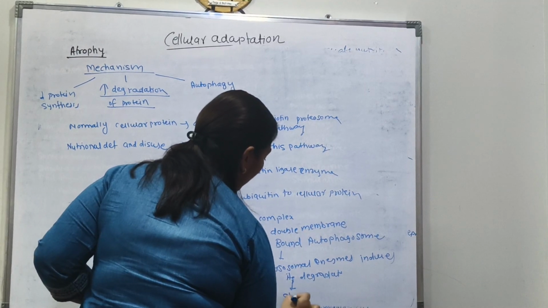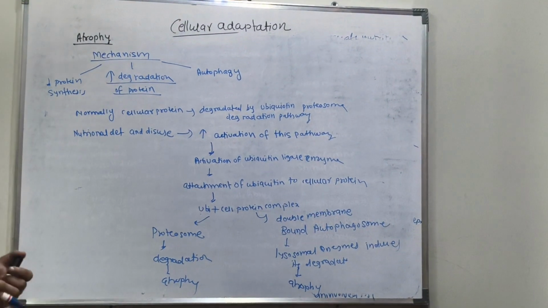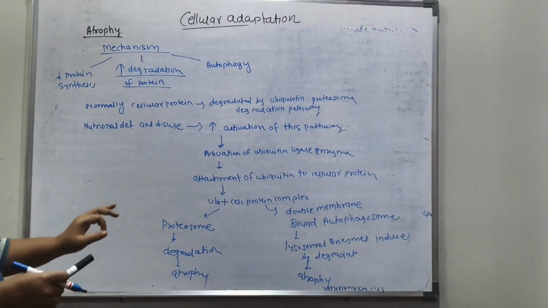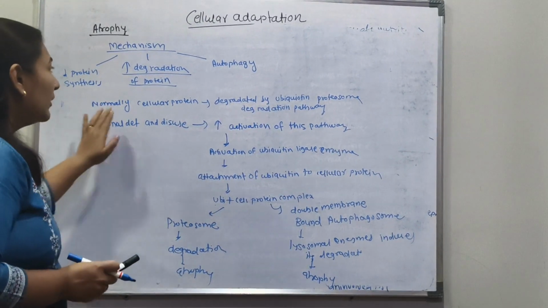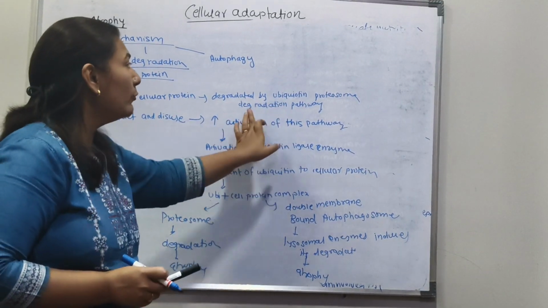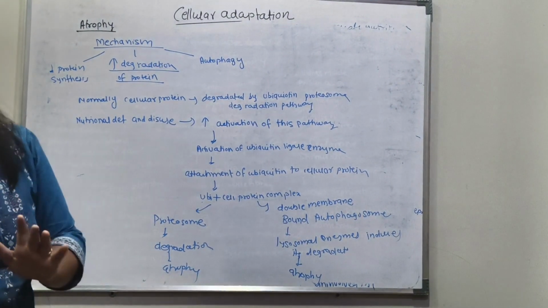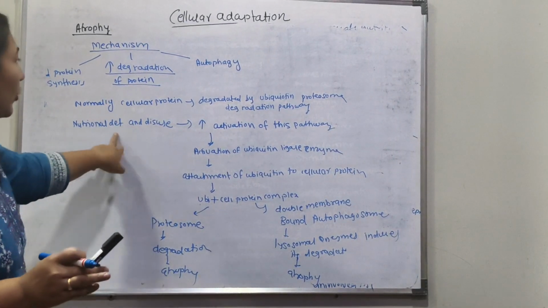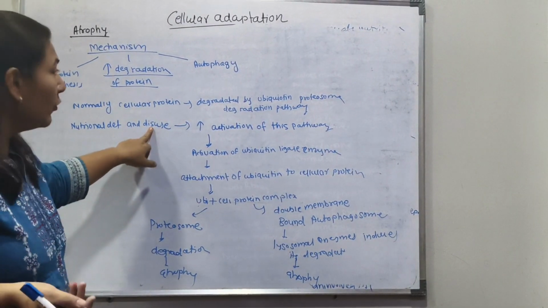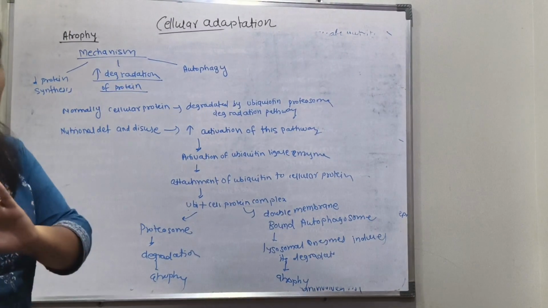That leads to atrophy. This is the mechanism behind the atrophy. The mechanism of atrophy is very important. I again repeat, normally in our cellular protein, degradation by the ubiquitin proteasome degradation pathway occurs to prevent misfolded protein accumulation. But whenever there is any nutritional deficiency or disuse, then there is increased activation of the ubiquitin proteasome degradation pathway.